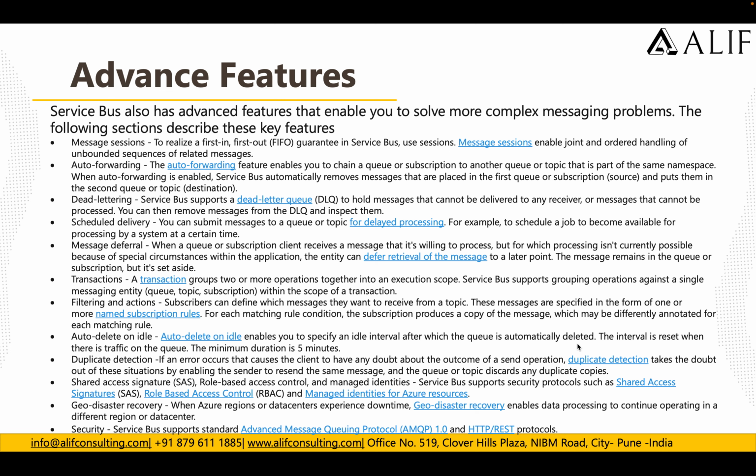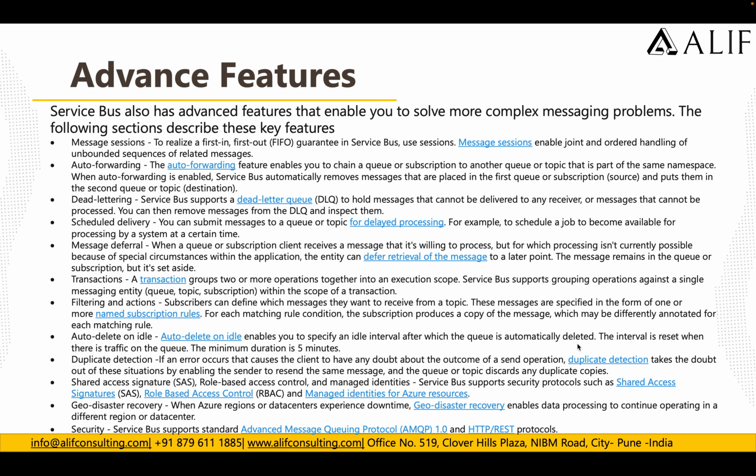The fourth benefit we have is scheduled delivery. This is something like delaying the process, where we can put a message in a queue, delay it according to the requirement, and schedule the delivery. The next is message deferral. When a queue or subscription client receives a message that it's willing to process, but for which processing is not currently possible because of special circumstances within the application, the entity can defer retrieval of the message to a later point, and the message remains in the queue or subscription, but set aside.